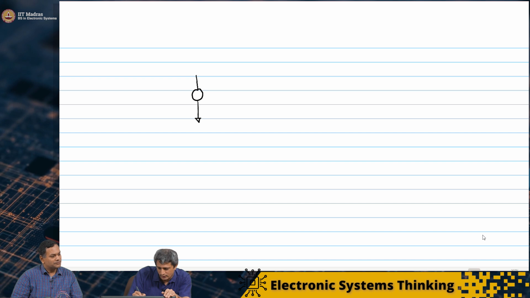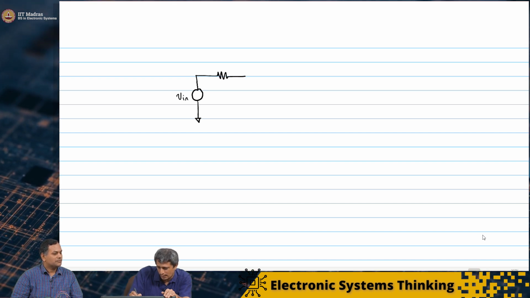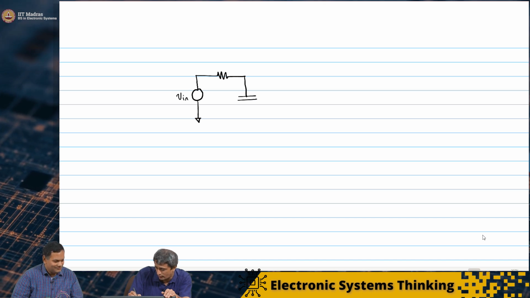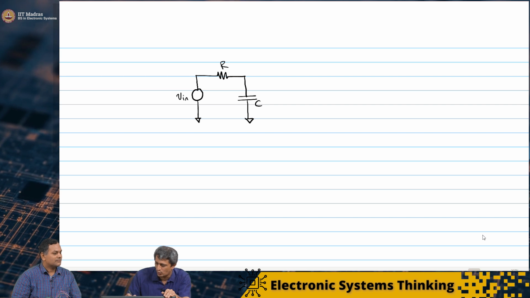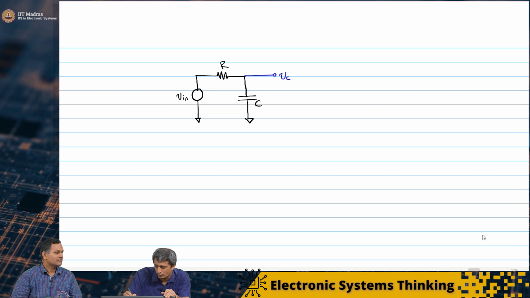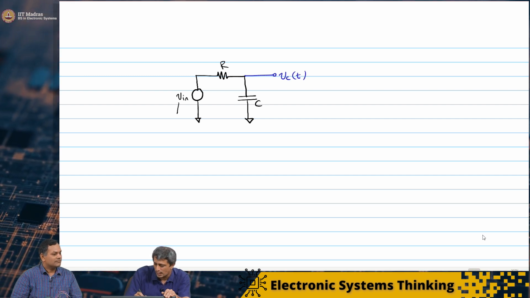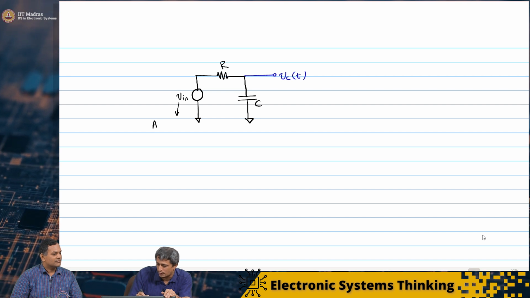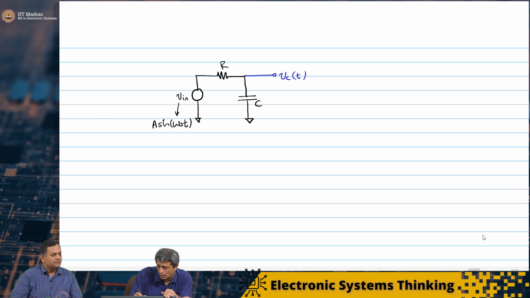Okay, we have an input V in, the same capacitor, same value also by the way, capacitor C and resistor R, and we are going to observe Vc of t. This time the input is going to be some A sin omega naught t.